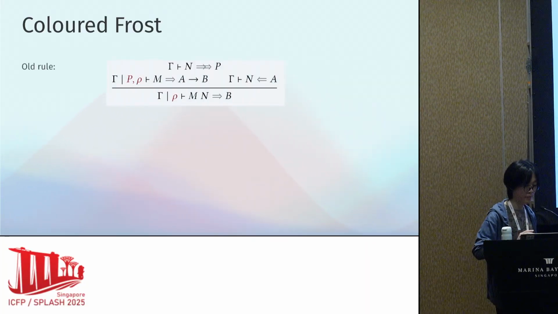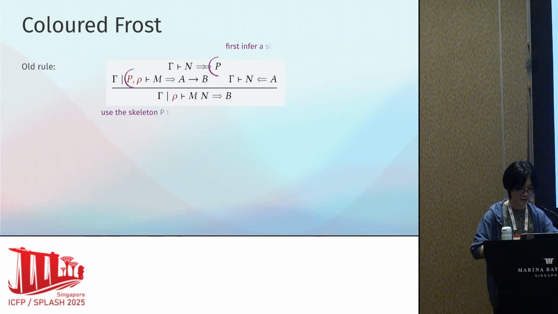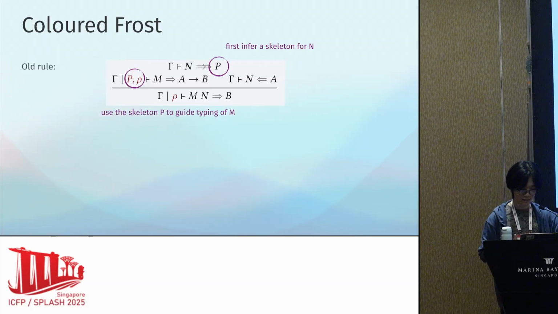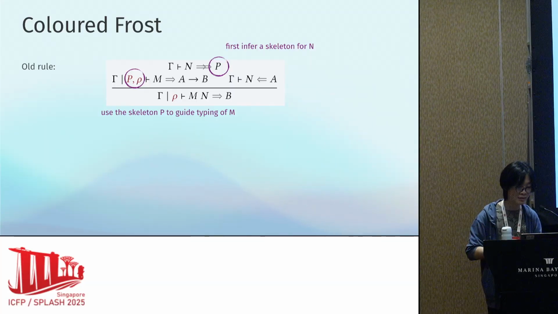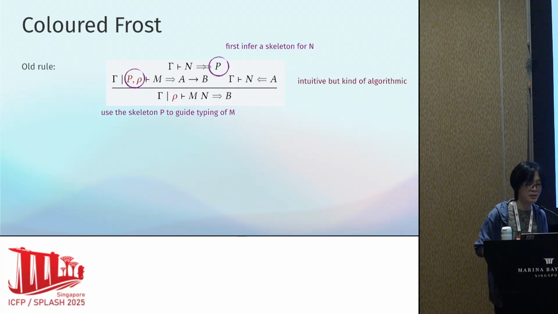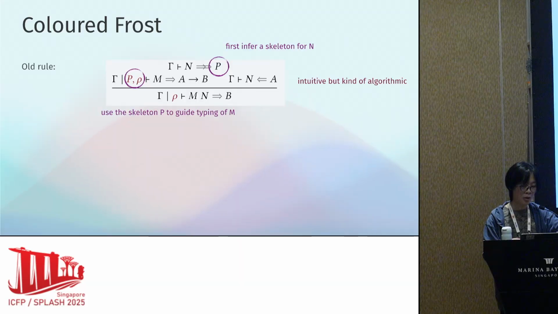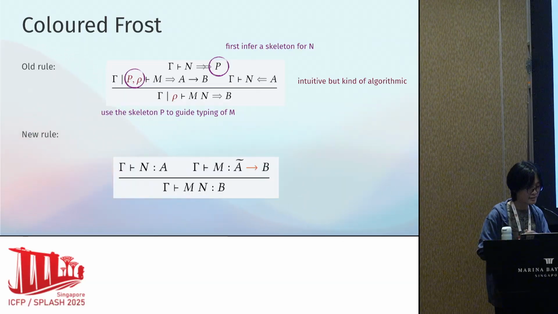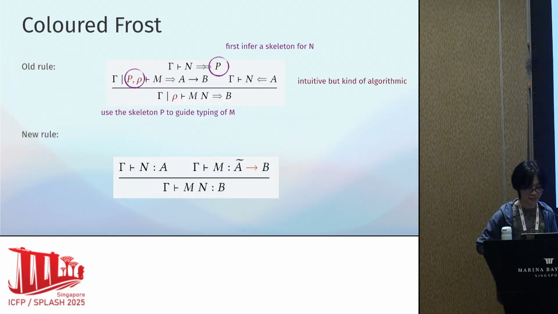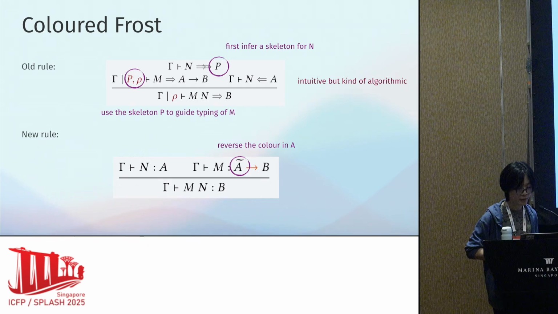So for the previous typing rule of function application that I have shown you, it first infers the type skeleton of the argument, goes to the function, and then goes back to the argument, which is intuitive, but it is kind of algorithmic because it more or less describes how the algorithm should work for a function application. But with colors, we can give a much nicer rule, like this, where A tilde means to reverse the color of A.